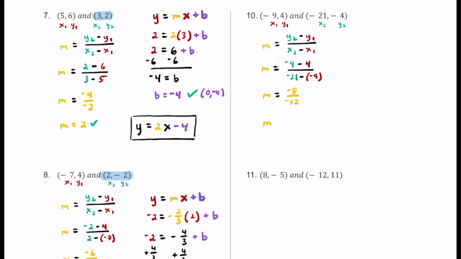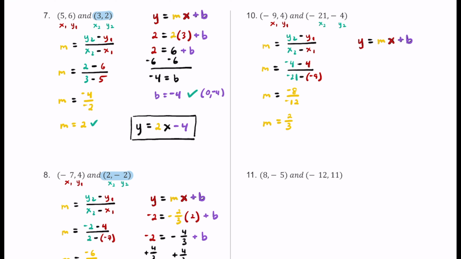Now, a negative divided by a negative is a positive, and then we can divide 8 and 12 by their GCF of 4. If we do that, we're going to get 2/3. That would be our slope here. All right, so let's use that to find the b value now.